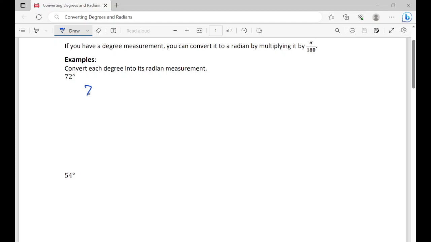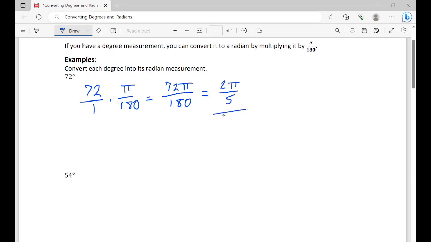So we're going to take 72, and if you want to, over 1 multiplied by pi over 180. And when you multiply this across, you're going to end up getting 72 pi over 180. And then when you simplify this down, you're going to end up getting 2 pi over 5. And that's the radian measurement for 72 degrees.